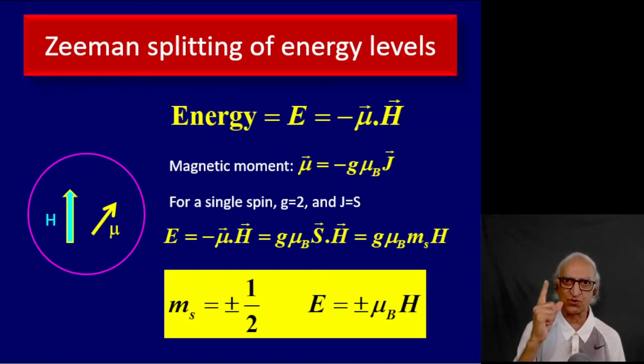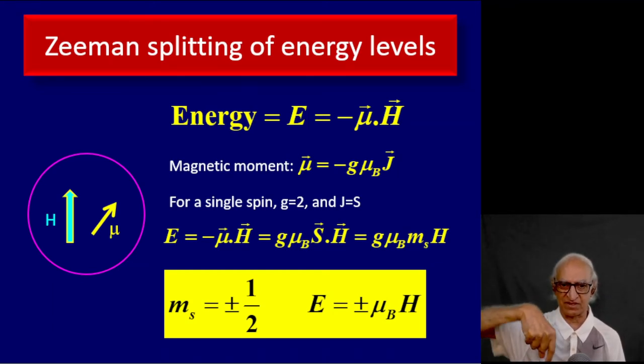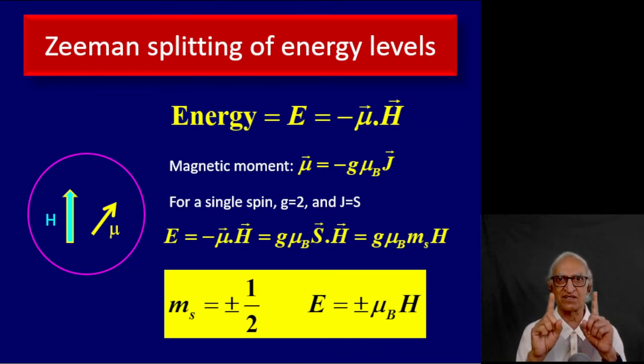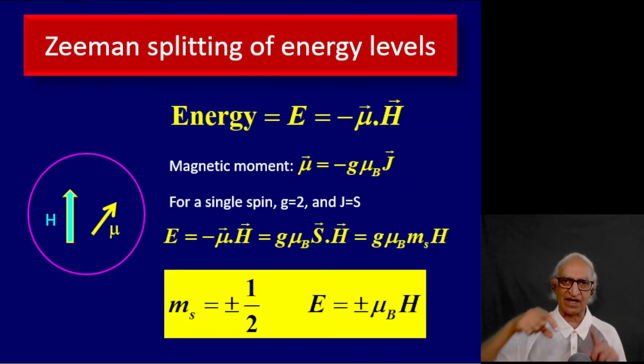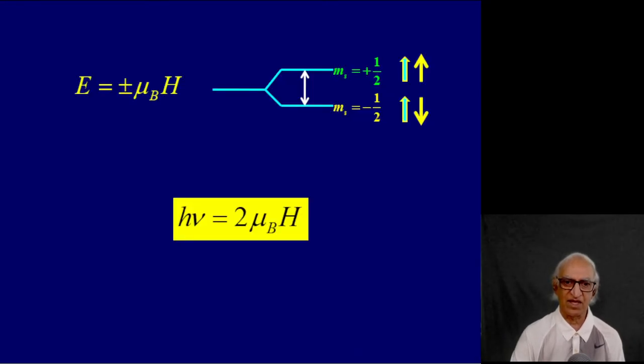It's only allowed to have two values, plus half or minus half. And therefore, the energy of interaction of an electron or a proton with a magnetic field is, if the two magnetic moments are parallel, plus mu B, times the strength of the magnetic field. If they are anti-parallel, it is minus mu B times the magnetic field. So pictorially, this is what it is.